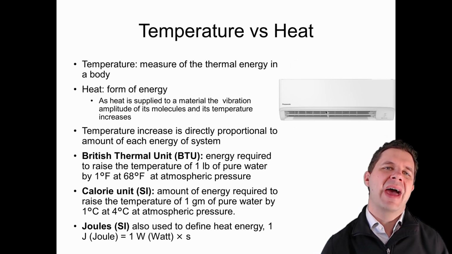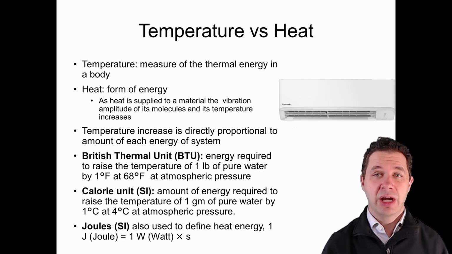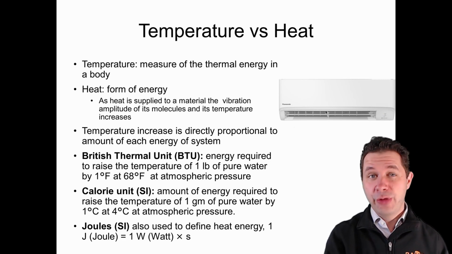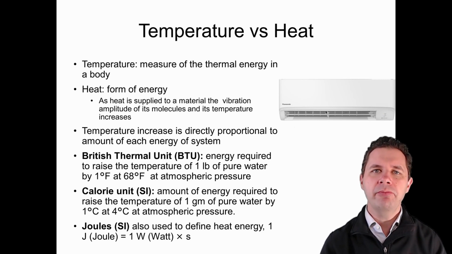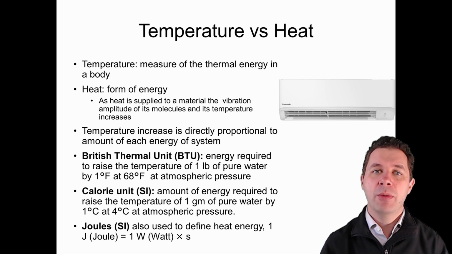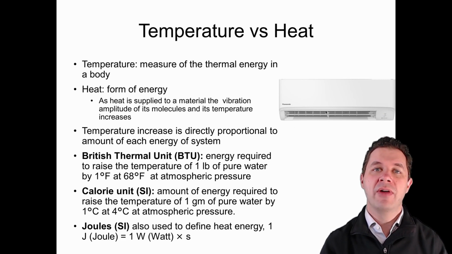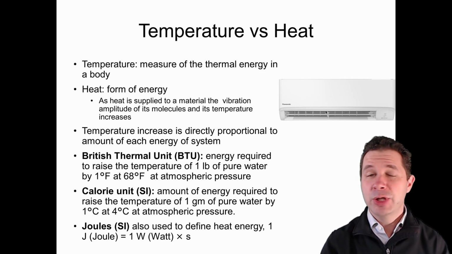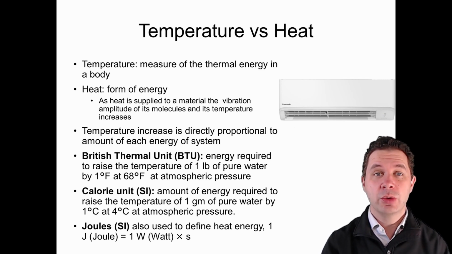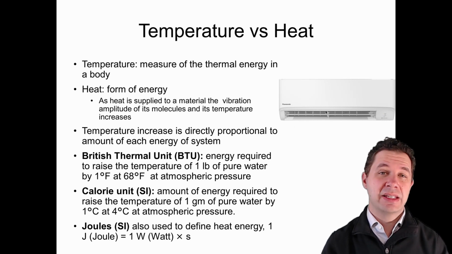One final thing to think about is the difference between temperature and heat. So far we've been talking about temperature, and remember, temperature is a measure of the thermal energy of an object, essentially how hot or cold it is. Now, heat is a form of energy. As we supply heat to something, the vibrational motion of the particles within that object, whether it be a gas or a solid or a liquid, increases. And the temperature increase of a system is directly proportional to the amount of energy that we put into that system. Now, there's three main ways we classify this energy.